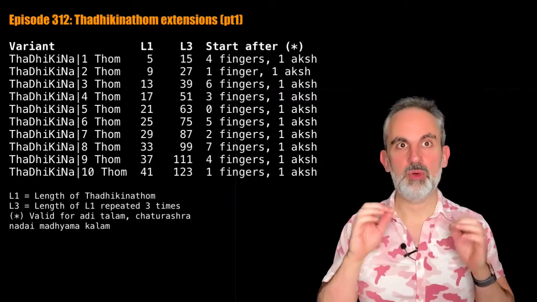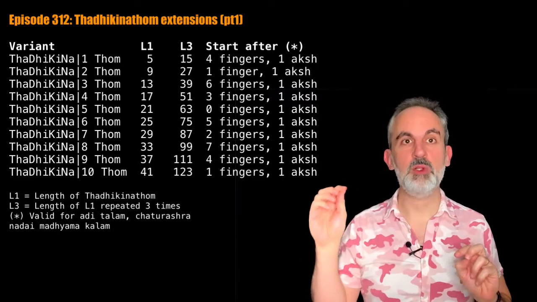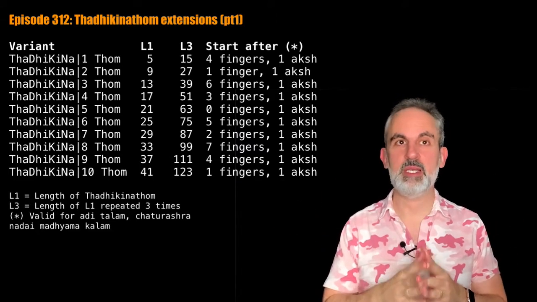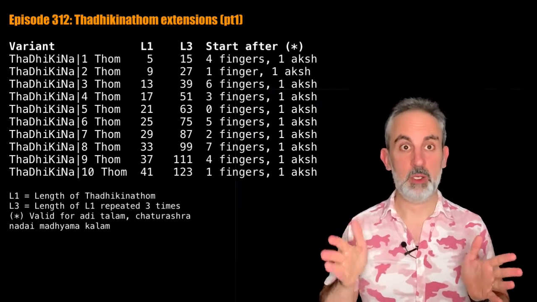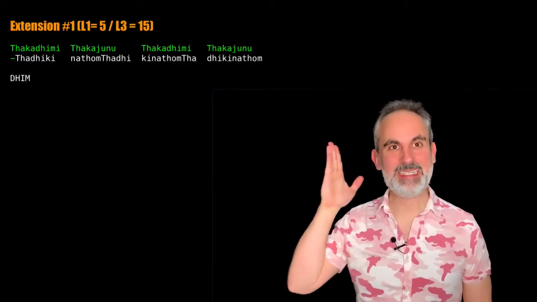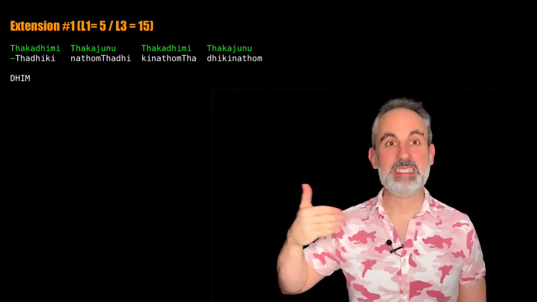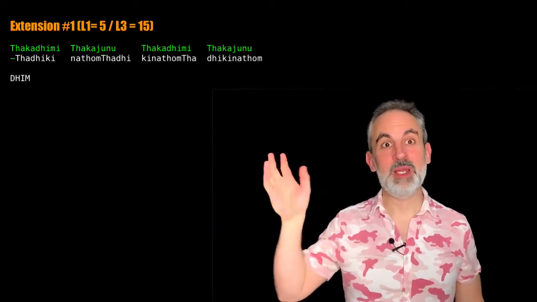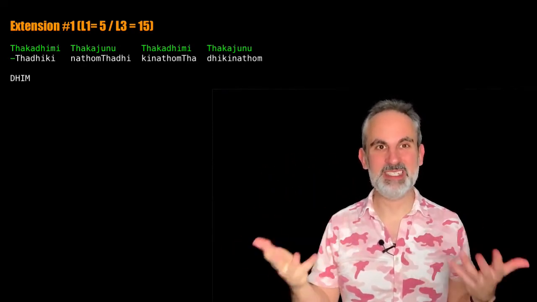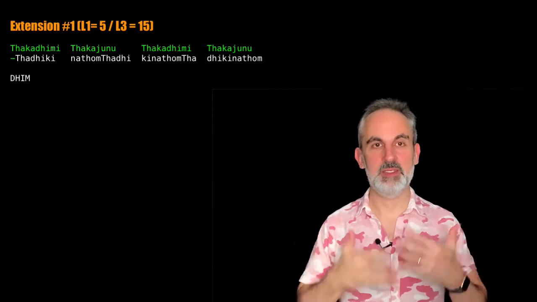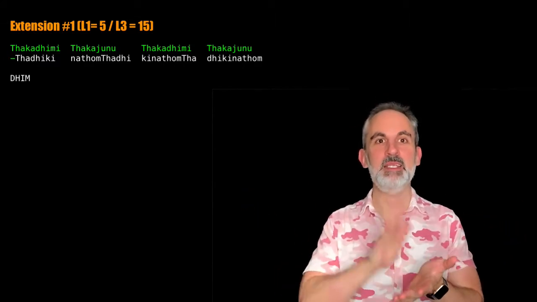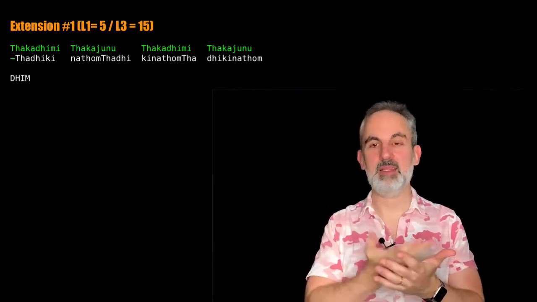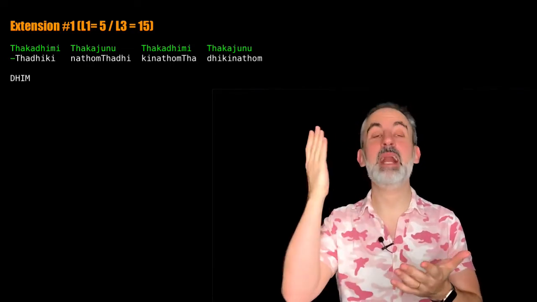Now I'm going to show you the first 2 in this table, how to perform them within a cycle or cycles of Aditalam. And tomorrow we're going to take a look at 2 more and so on until we complete the whole table. So here it is, the first extension of Thadhikinathom, that has a length of 5 and a length times 3 of 15. And as always, the filler beats are in green. That is the standard we've been using in the series. So here we go. Taka dimi taka junu, taka dimi taka junu, Thadhikinathom, Thadhikinathom, Thadhikinathom de.